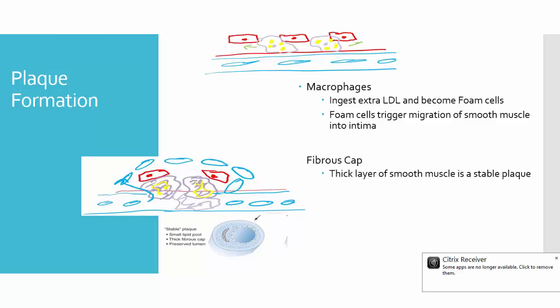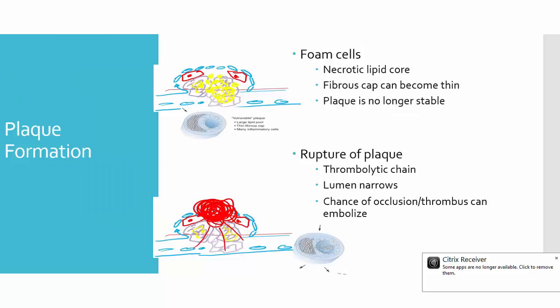If the fibrous cap, or this layer of smooth muscle, is thick, it is considered a stable plaque. Foam cells can become necrotic or have a lipid core. If the fibrous cap then becomes thin, or those smooth muscle cells are stretched, the plaque is no longer stable and is at higher risk for embolizing.